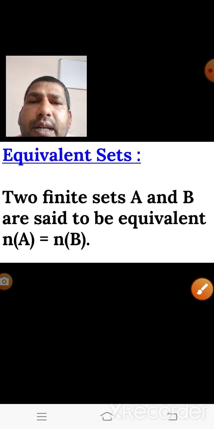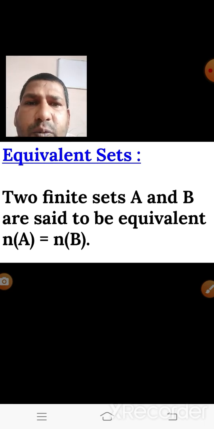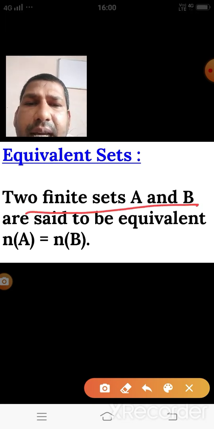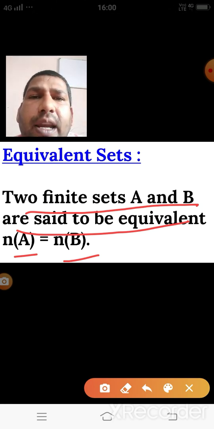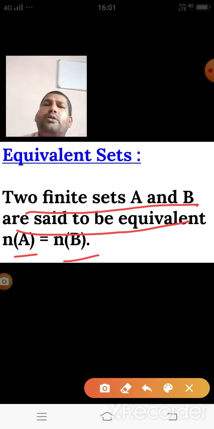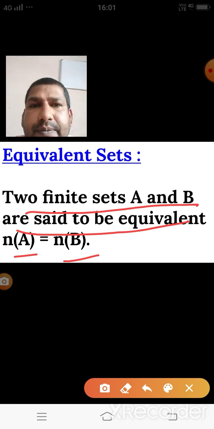Let us take another one, equivalent sets. Equivalent sets are related to equal sets, but what is the difference? Two finite sets A and B are said to be equivalent if n(A) equals n(B). n(A) and n(B) mean the number of elements. If the number of elements in set A is equal to the number of elements in set B, then we call those two sets equivalent sets. If the elements are not the same, then it is called equivalent, and if the elements are the same, then it becomes an equal set.